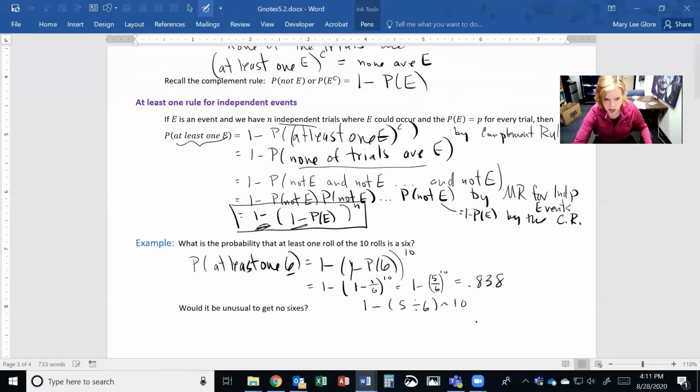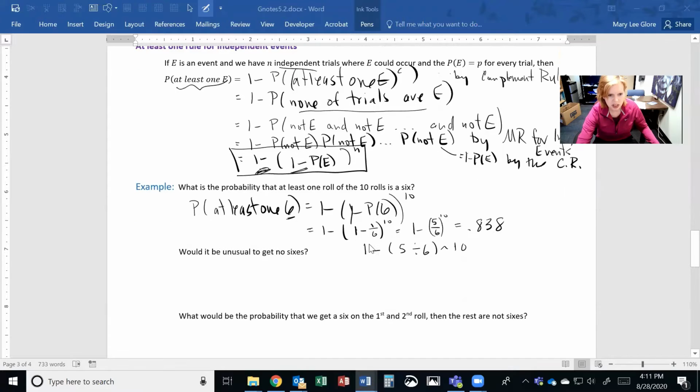So most of the time, even though a 6 is unusual, it's not really unusual. It occurs 1 in 6 times, but if I roll 10 times, I'm likely to get one: 0.838. It's very common for me to get at least one 6 out of 10 rolls.